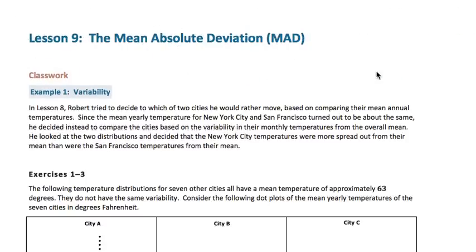In Module 6, Lesson 9, we'll begin looking at the mean absolute deviation. In Lesson 8, Robert just tried to decide to which of two cities he would rather move, based on comparing their mean annual temperatures. Since the mean yearly temperature for New York City and San Francisco turned out to be about the same, he decided instead to compare the cities based on the variability in their monthly temperatures from the overall mean. He looked at the two distributions and decided that the New York City temperatures were more spread out from their mean than were the San Francisco temperatures from their mean.